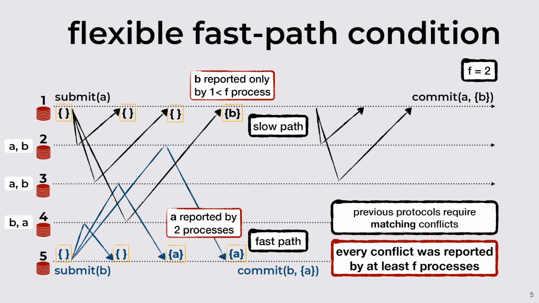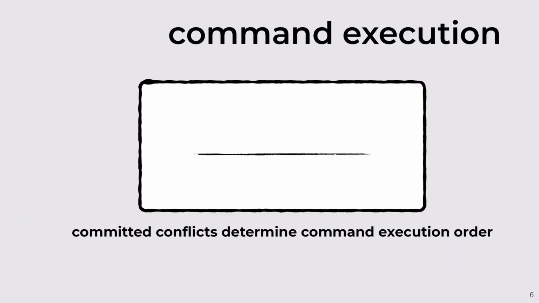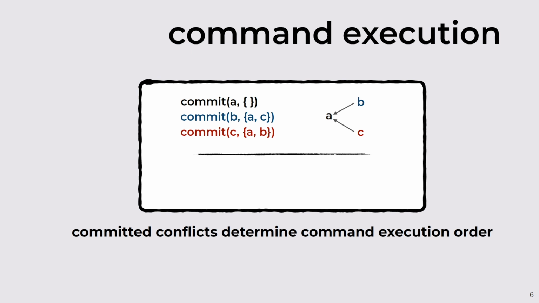These conflicts that are committed are then used to determine the order in which commands are executed. In this example, we have 3 commands, A, B, and C, and since both B and C declare A as a conflict, A must be executed before them. However, commands B and C include each other as a conflict, so we have this cycle.